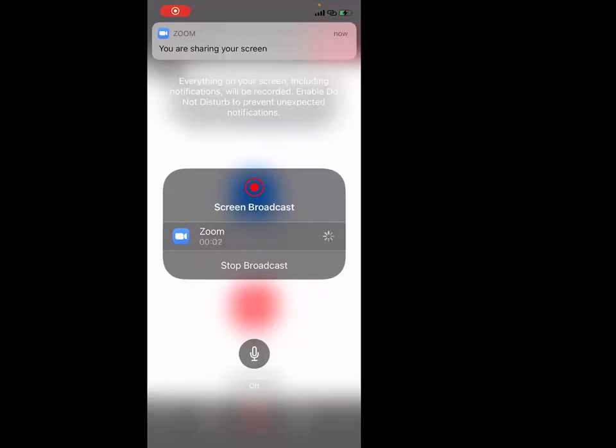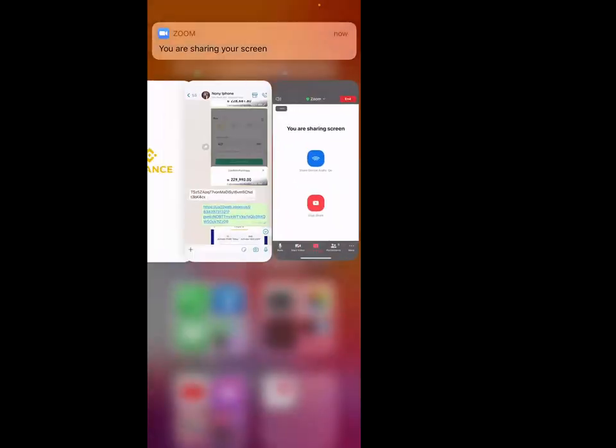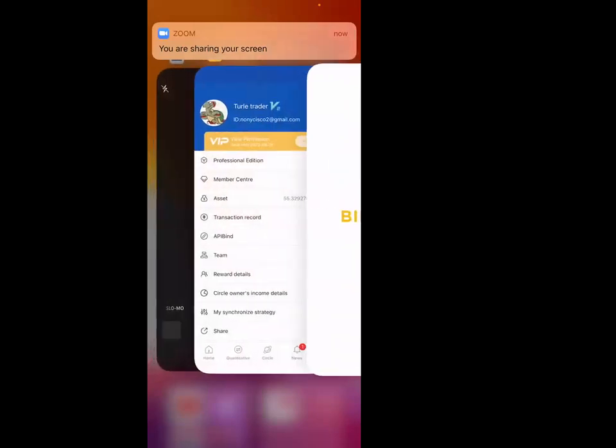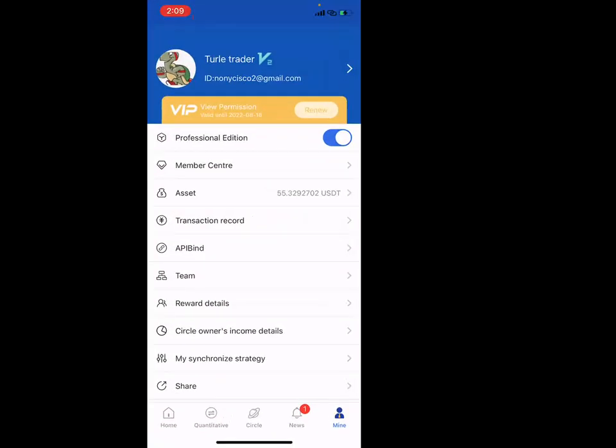And maybe if the phone you're using for the Zoom is different from your trading phone, where you have your RYUQ app, that's okay. That would be great. Okay.